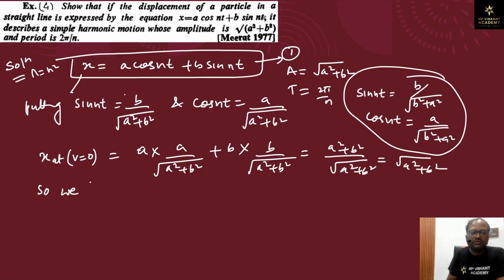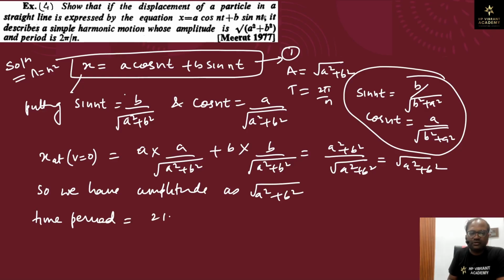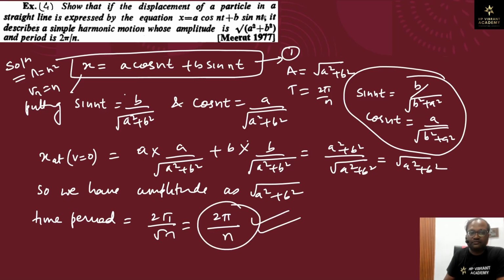So we have amplitude as root under a square plus b square. Also we have time period. Time period is equal to 2 pi upon root under mu. So this is equal to 2 pi upon root under n square, so this is equal to 2 pi upon n. So we have amplitude as root under a square plus b square and time period as 2 pi upon n.